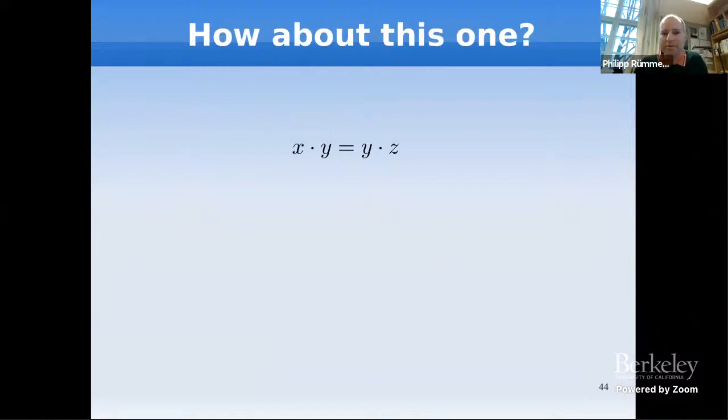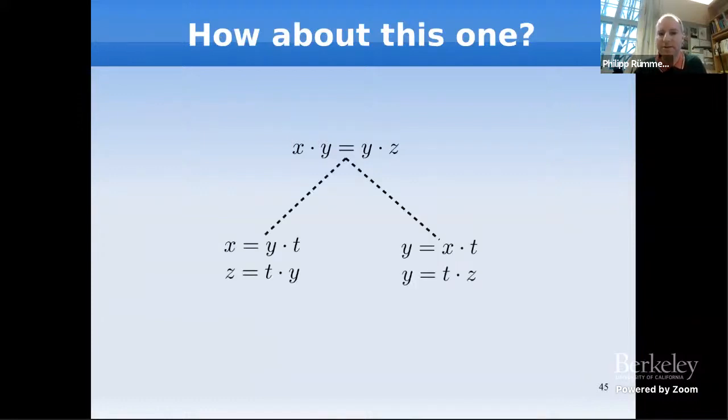So how about this equation? xy equals y concatenated with z. Well, we can play the same trick. We can look at possible arrangements, and that gives us something like a tree of possible solutions for the equation. In the first case, we assume that the x is longer than the y. So that means x is y concatenated with some string t, and then z has to be t concatenated with y. And we get the second case.